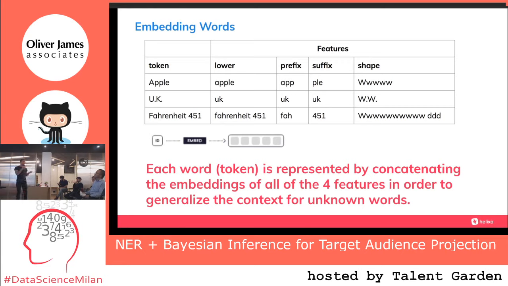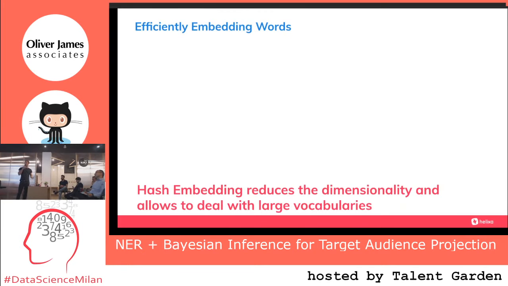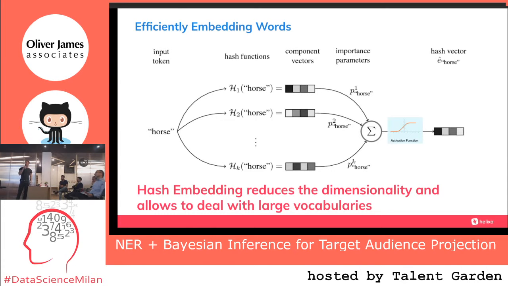The first step, that is the embedding, works this way. Each token is extracted into four features: the lowercase word, the prefix, the suffix, and the shape. All these features are then embedded in a vector and are concatenated into one long, big vector. This method is applied in order to have a vector that is meaningful also for words that are not frequent, but that have a frequent prefix or suffix. This way we will have a vector that is meaningful also for them.